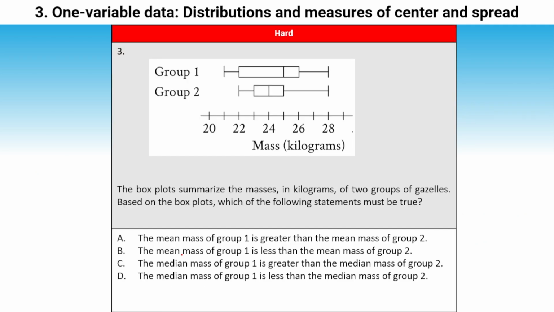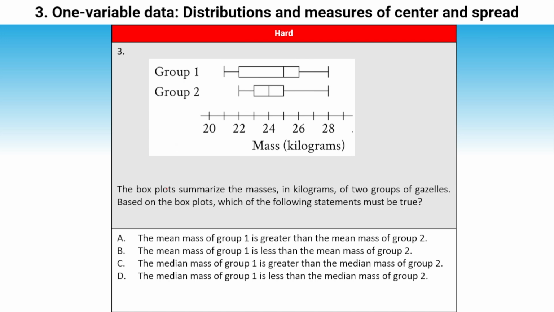So option A is the correct one. Okay, let's see the next one, a hard one. If you have watched my video, I have already posted about this in one of my videos related to box and whisker plots. Again, I'm going to explain it. The box plot summarizes the masses in kilograms of two groups of gazelles. Based on the box plot, which of the following statements must be true?